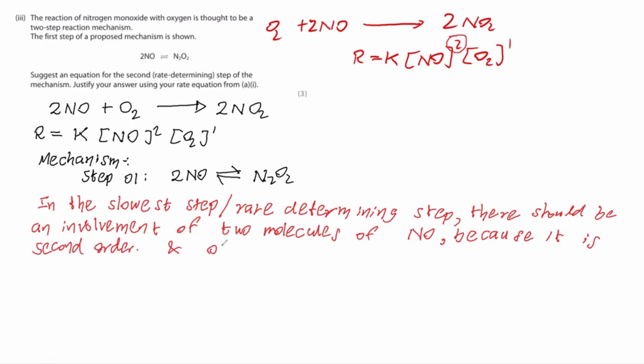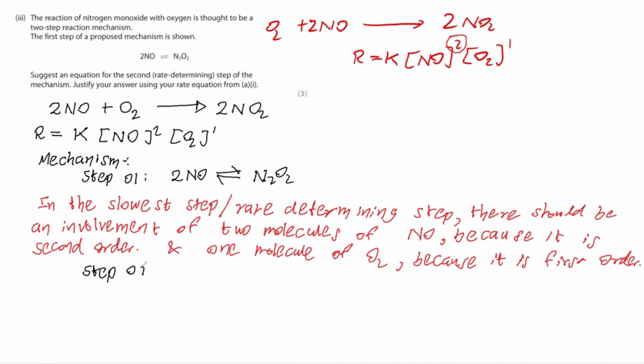And one molecule of oxygen. Why? Because it is first order. Right. So that means my rate determining step can't be step 1, because in step 1 I don't see any oxygen there. So therefore my rate determining step should be step 2. Step 2. Okay, now let's see step 2.